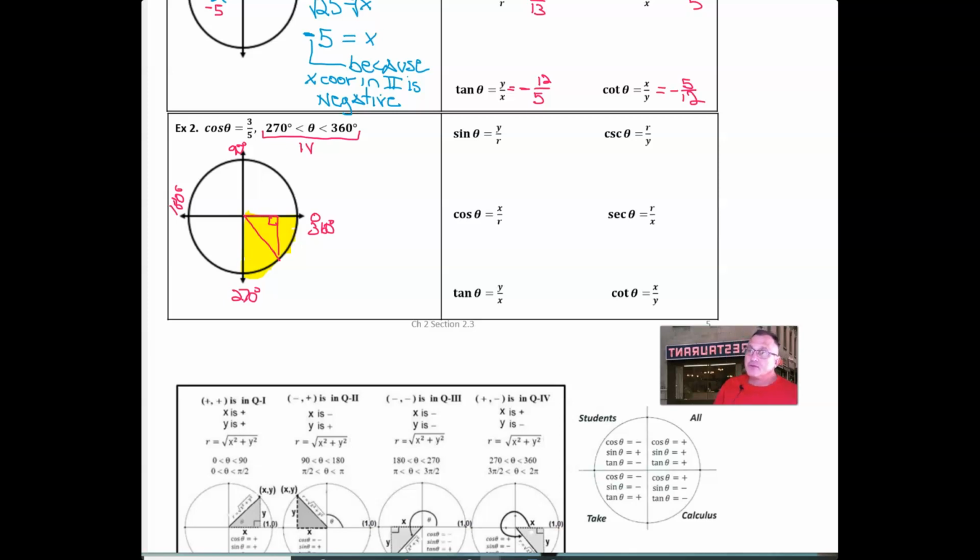And my angle theta starts here and goes all the way around. All right, I'm told that the cosine is 3/5. So that tells me that r is going to be 5, and the x-coordinate is 3, and now I need to get the y-coordinate. So I'm going to use my Pythagorean theorem again.